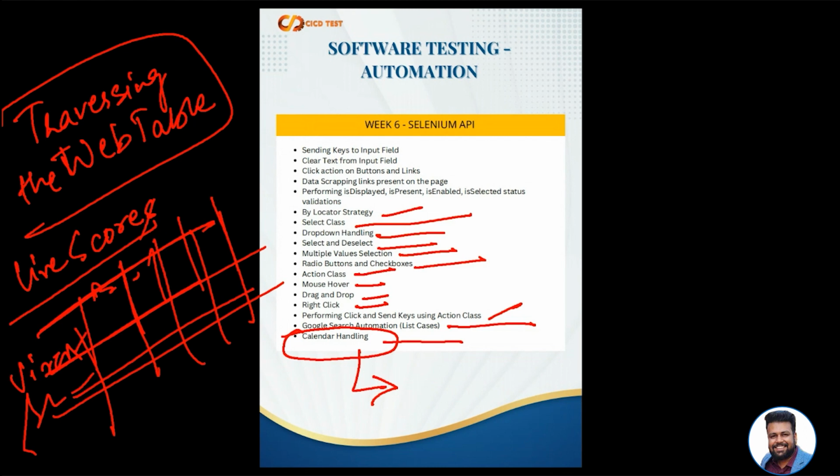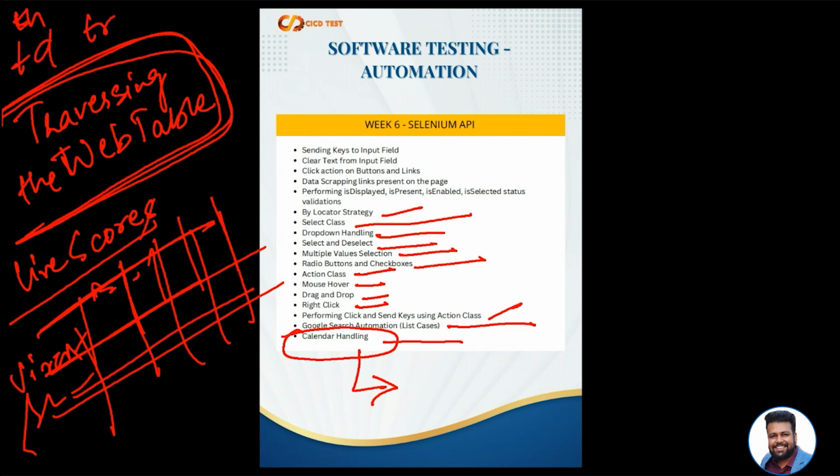What we are going to cover here is how to traverse a table. If you have TD, TR, TH, that is table header, table data, table rows, how to traverse these table rows and table data, and finally reach the point where we want that particular information to be stored in a variable so that we can validate it. So this is how it works.